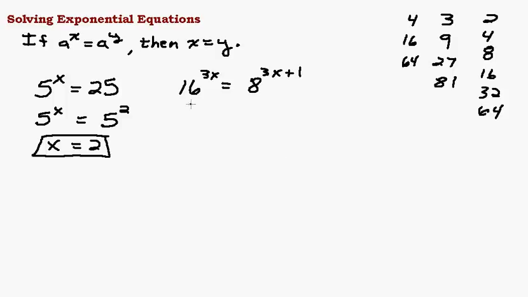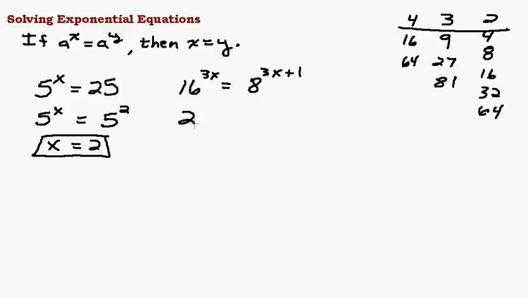Now notice our bases here. We've got a 16 and we've got an 8. What we want to try to do is turn these bases into the same thing. So if we look over here in our little power families, 8 and 16 are both powers of 2. I have a 16 in my 4 family here, but I don't have an 8. So 2, this top number up here, is going to be the base that we want to use.